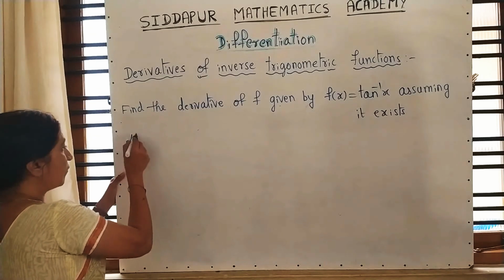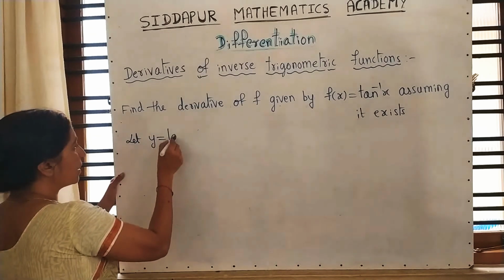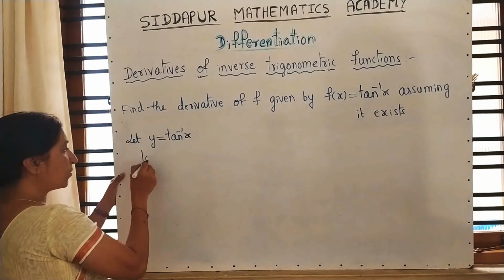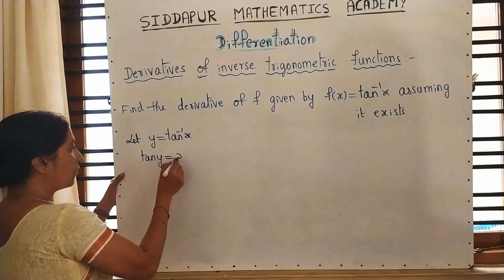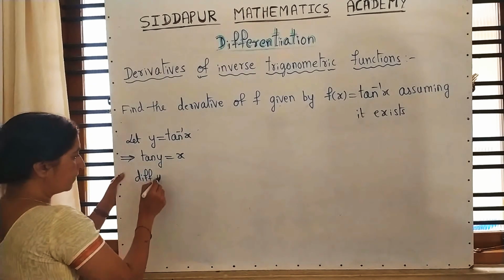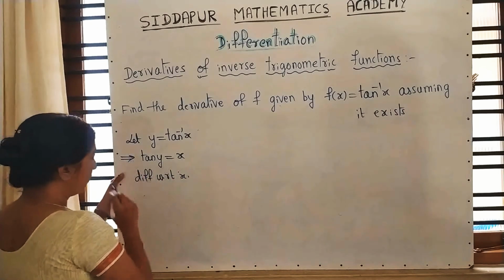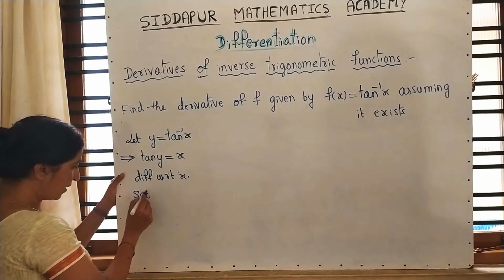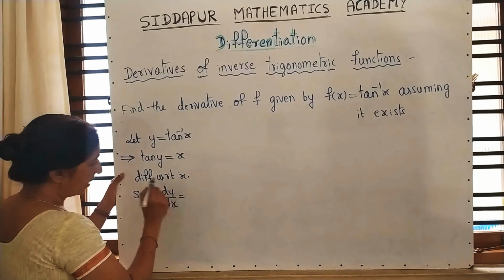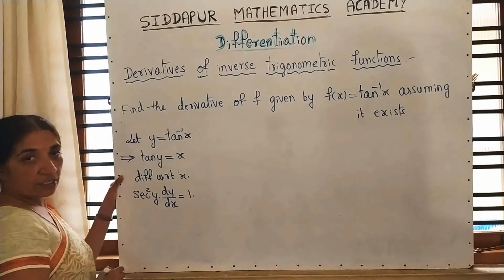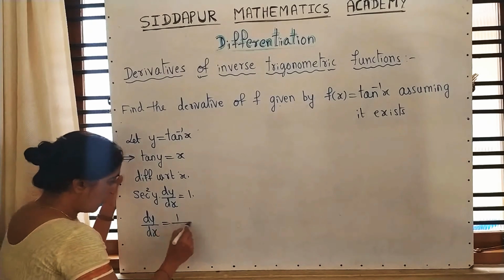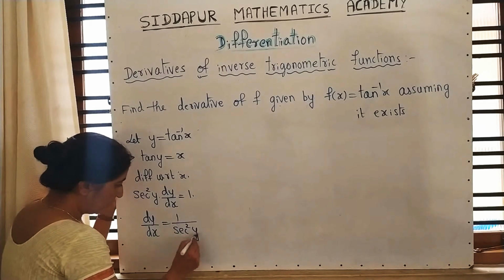See, let us take y is equal to tan inverse x. And as we did in the previous, take only tan inverse part on this side. Tan y is equal to x. Differentiating with respect to x. What is the differentiation of tan y? Secant square y into dy upon dx. Differentiation of x with respect to x is 1. Then what is dy upon dx? 1 upon secant square y.